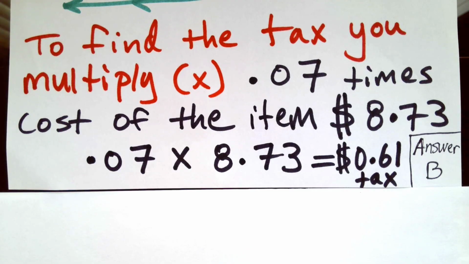So the answer for this first test question is B. 61 cents is going to be the tax, which represents 7% of $8.73.